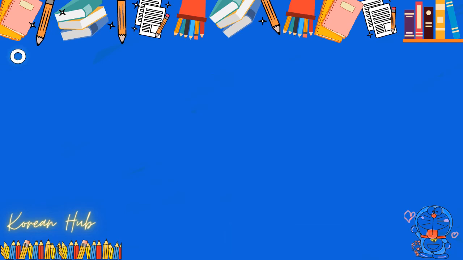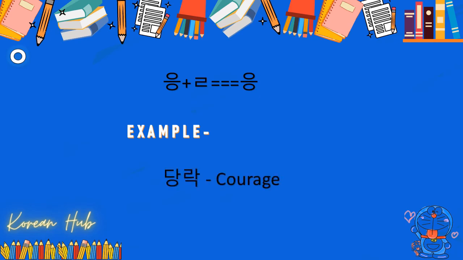When Eu consonant from the last place of the first character combines with Liu consonant from the first place of the next character, then the combination produces ung sound. For example, 당락.